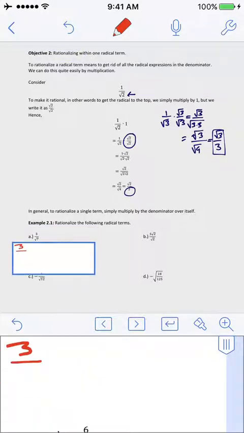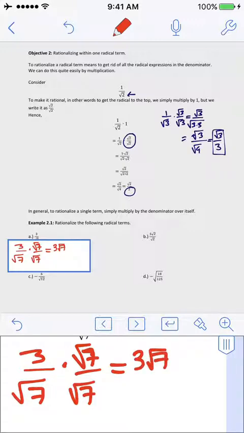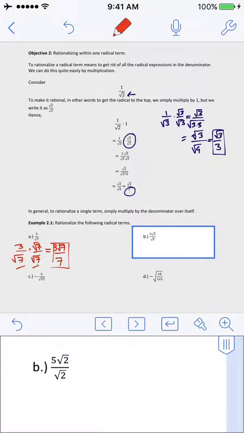So 3 root 7. I want it to look like the denominator over itself, because I'm not actually changing anything when I multiply by 1. So I can multiply by the denominator over itself without changing the number. I end up with 3 root 7 on the top. Root 7 times root 7 is the same thing as root 7 squared, or square root of 49, or 7. Notice it takes that number and makes the radicand a whole number, so it gets rid of the radical in a sense. We end up with 3 root 7 over 7.